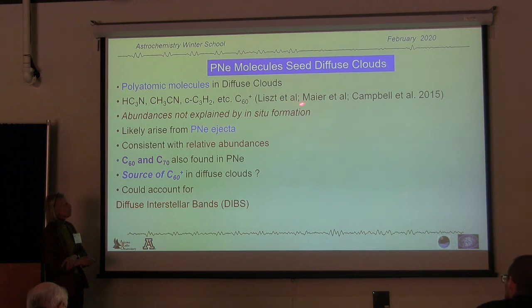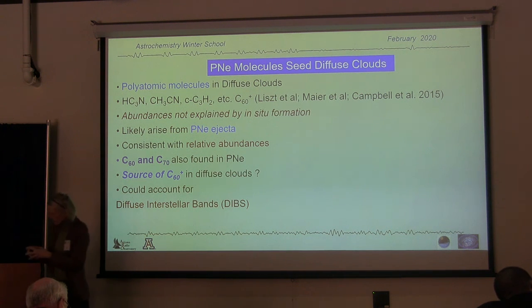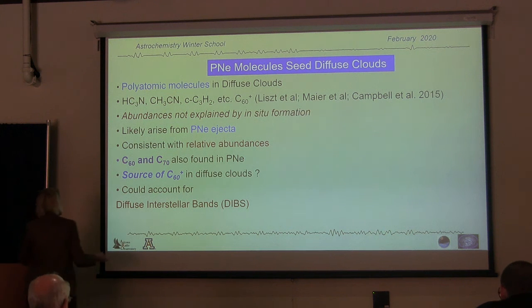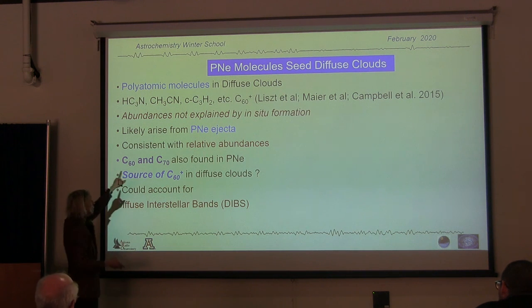Harvey Liszt and collaborators, along with people like John Maier, have observed a lot of molecules in diffuse clouds. They're polyatomics, and they're so complex by interstellar standards that the abundances can't be explained by in situ formation in the diffuse clouds. It's thought that they have to be formed somewhere else. And so our explanation is they just arise from planetary nebula ejecta. They're ejected into diffuse clouds in clumps, and the clumps slowly disperse. But there's enough material left over such that they're seen in diffuse clouds.